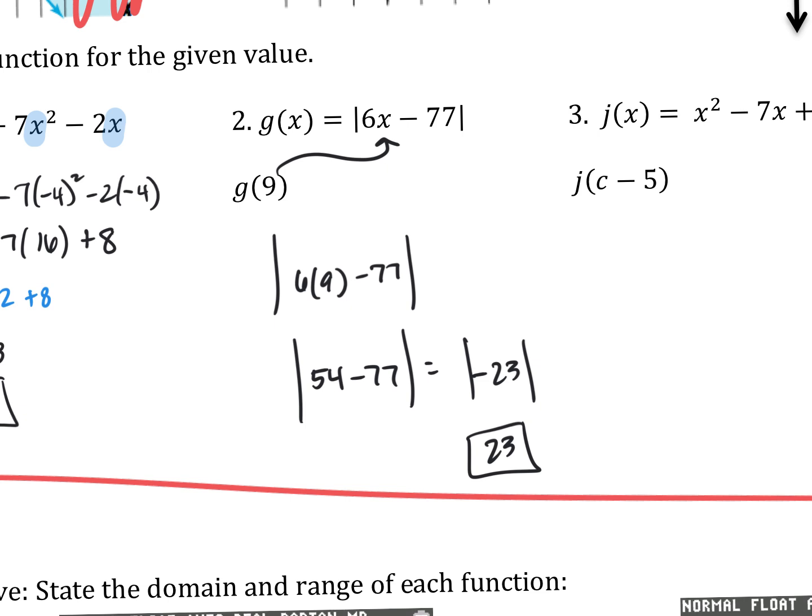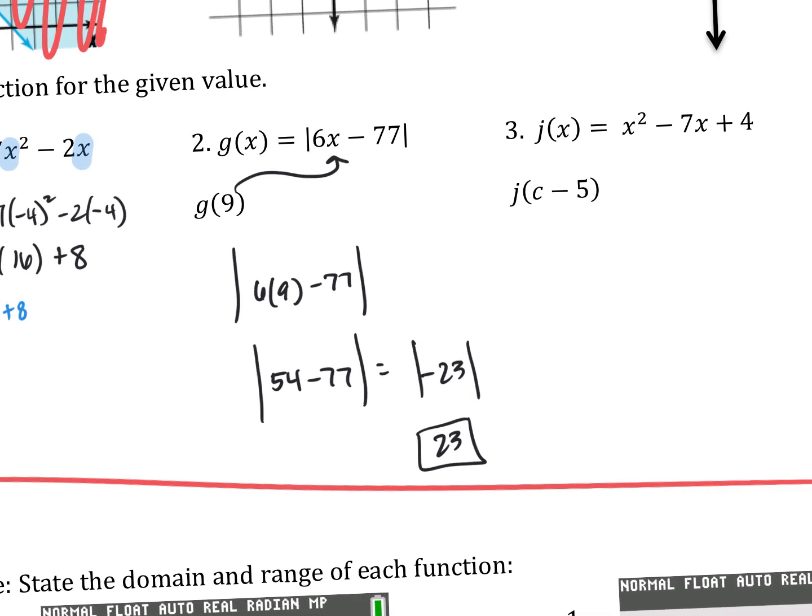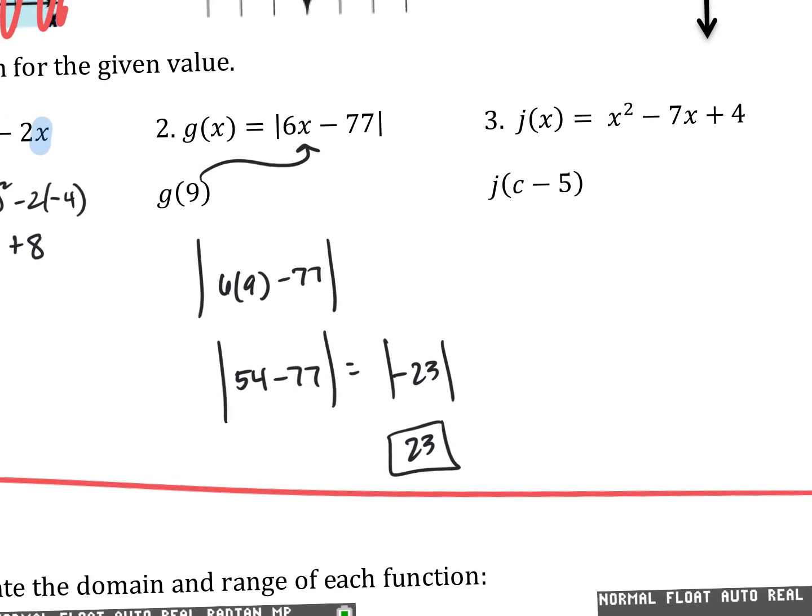I got one last one to do before we're done. What happens when I plug this C minus 5 in there? That's annoying, isn't it? We got to do a little C minus 5.